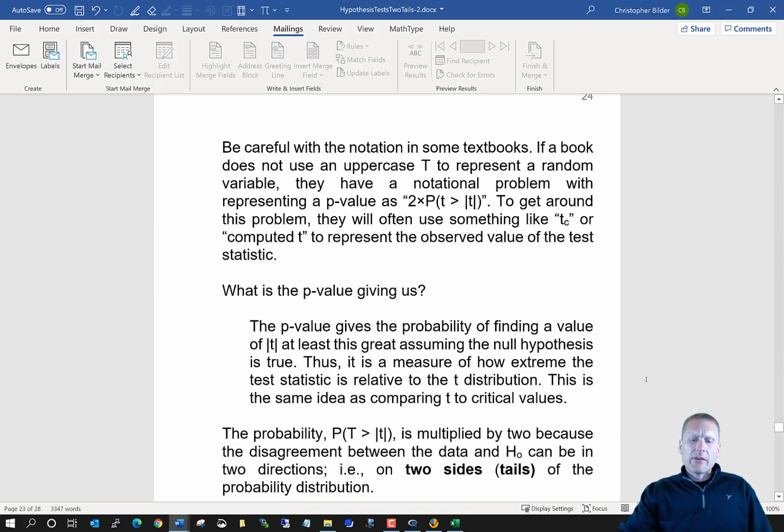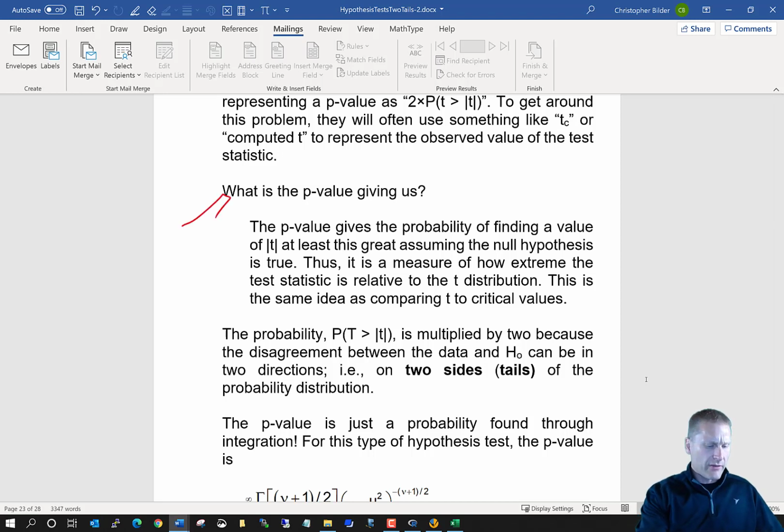So what is the p-value giving us? This is on page 24. Well, the p-value is giving us the probability of finding a value of the observed test statistic at least this great or at least this extreme, assuming the null hypothesis is true. This is the exact same idea as comparing these t computed values to critical values. Again, rather than looking at values on the x-axis of my plot, now I'm going to look at areas underneath the curve. That's it.